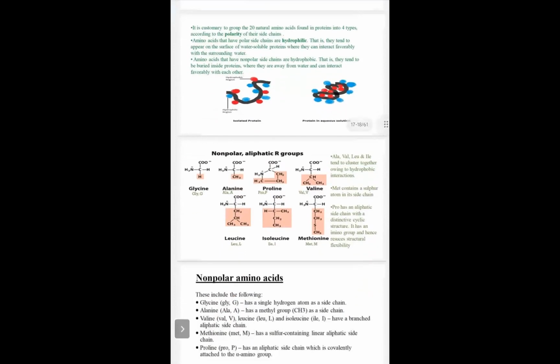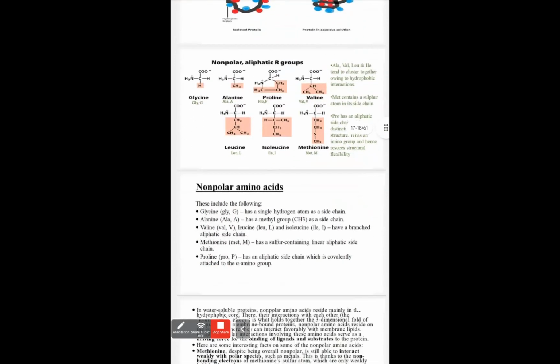Okay. And the polar side chains are called hydrophilic molecules. So these are present towards water molecules, so they appear on the water surface. Okay, look at the structure. Non-polar aliphatic R groups.